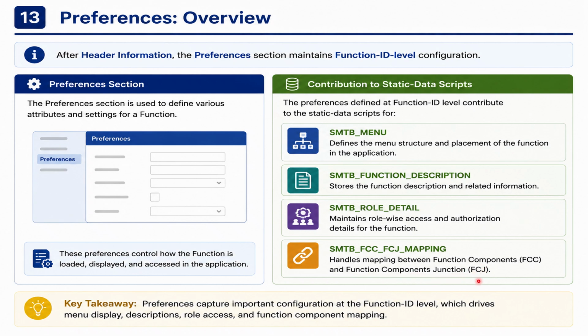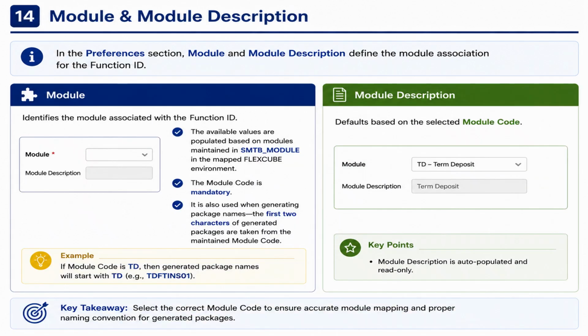Module and module description. The module identifies the module associated with the function ID. The available values are populated based on the modules maintained in SMTB_module in the mapped FLEXCUBE environment. The module code is mandatory. It is also used when generating package names, where the first two characters of the generated packages are taken from the maintained module code. The module description is defaulted based on the selected module code.